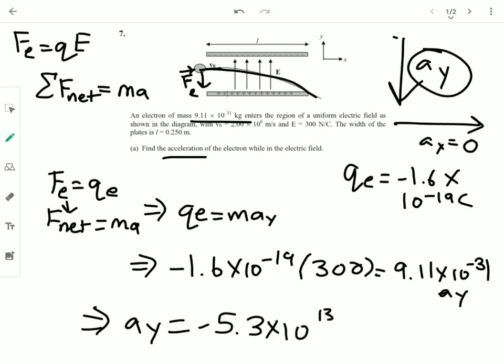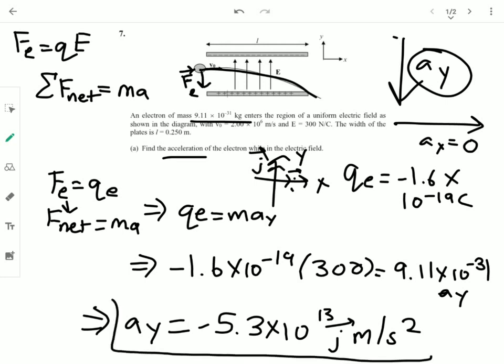Now, something to help us make it easier on ourselves, we can put a little j here, just to help us realize it is a vertical force, because if we all remember, x-axis, y-axis, i is here and j is here, right? So this just helps us see that it's a vertical force. So we can just put a little j there. And this is the acceleration of the electron.